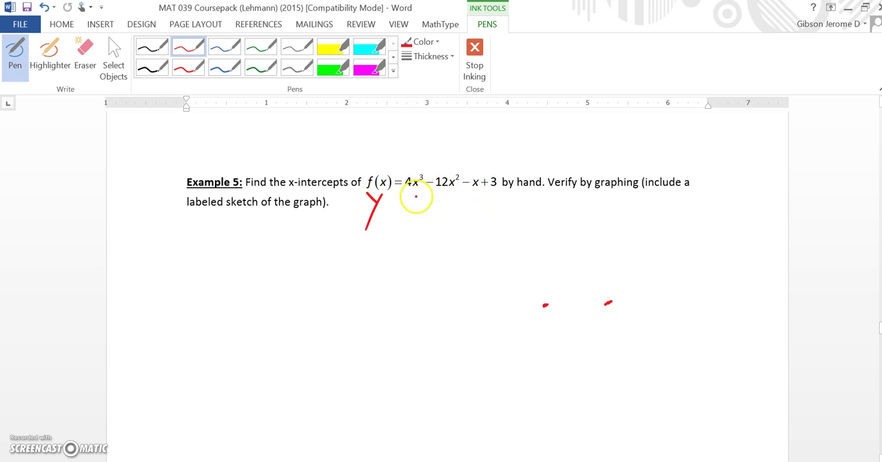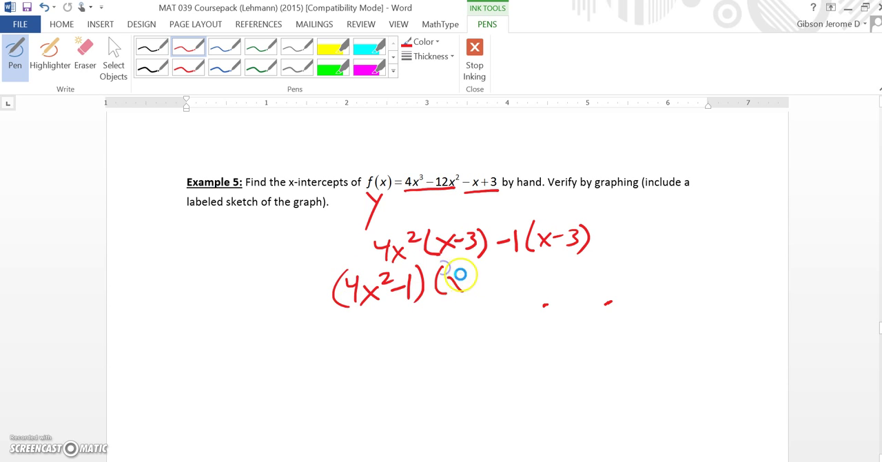So basically we would group these first 2 values here, and we could factor out a 4x squared. And we would be left with x minus 3. We group these second 2 values here. Since this is negative, what we factor out must be negative. We can factor out a negative 1. And that will leave x minus 3 as well. So we have 4x squared minus 1 in one parenthesis and x minus 3 in another parenthesis.